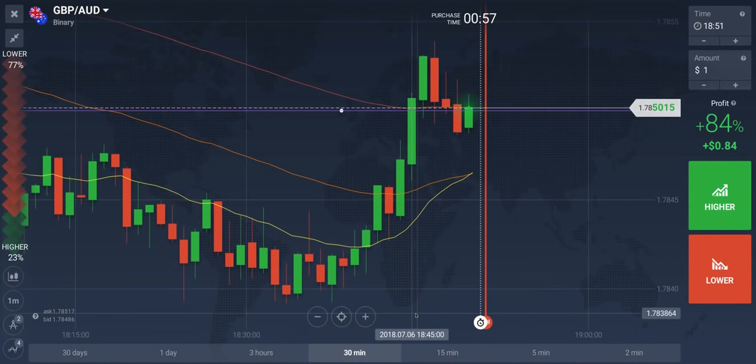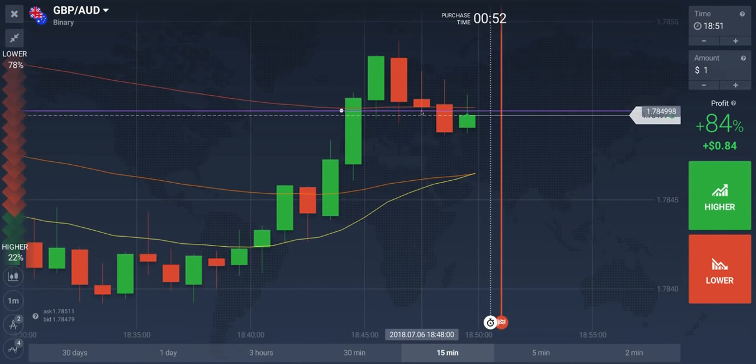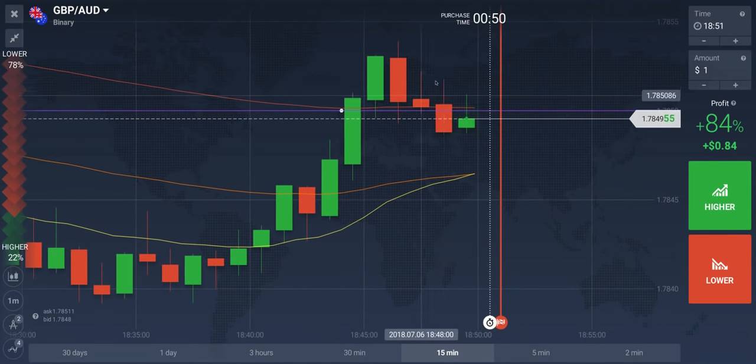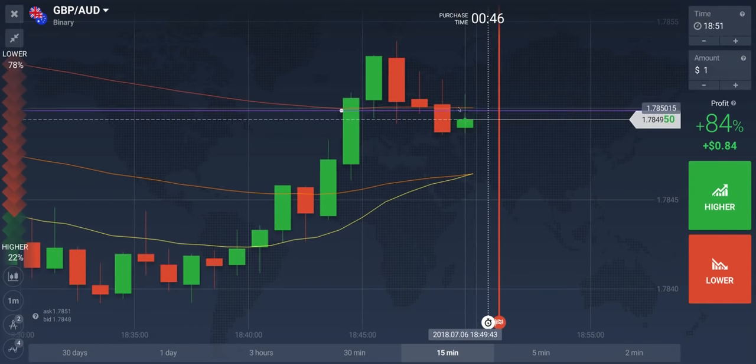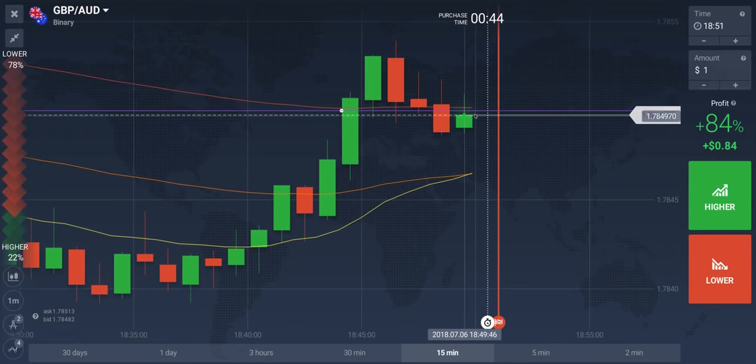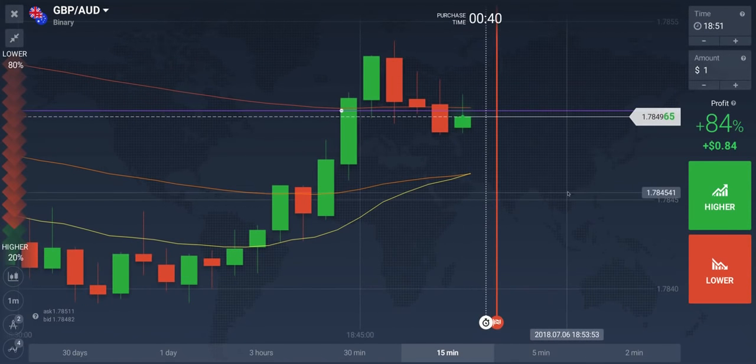You see, it couldn't break the 100 EMA and the round level. This candle broke. This candle is now retesting the level, and you can see this candle should respect this level, and the market should be coming back down.